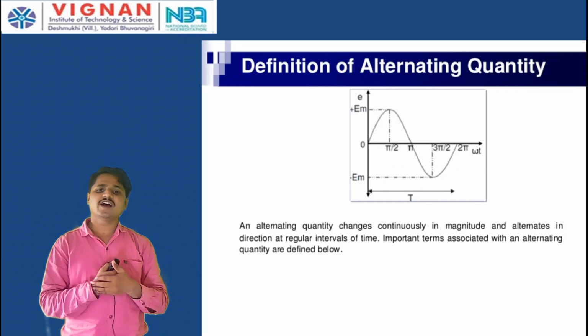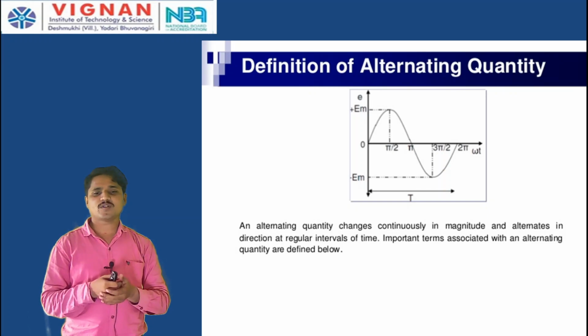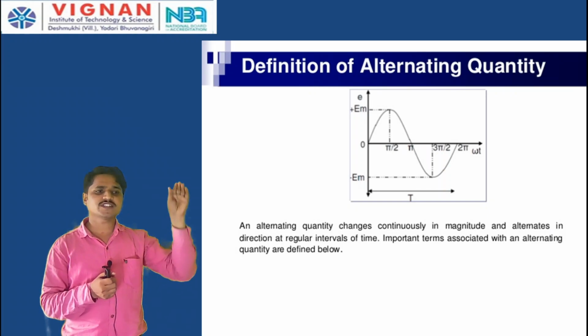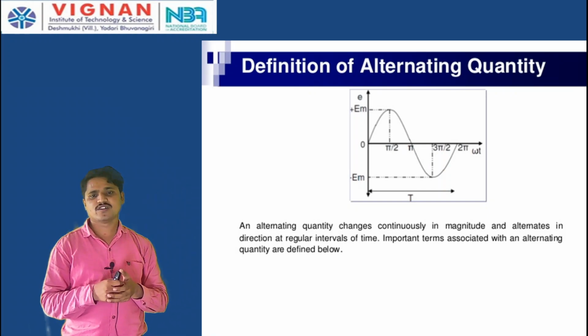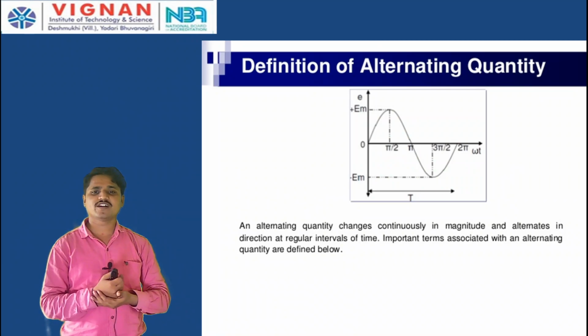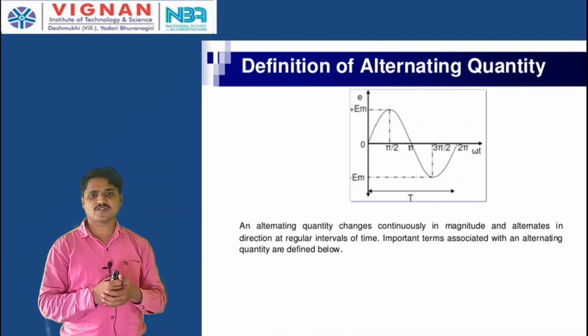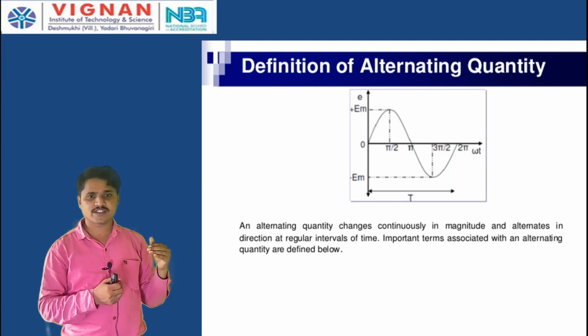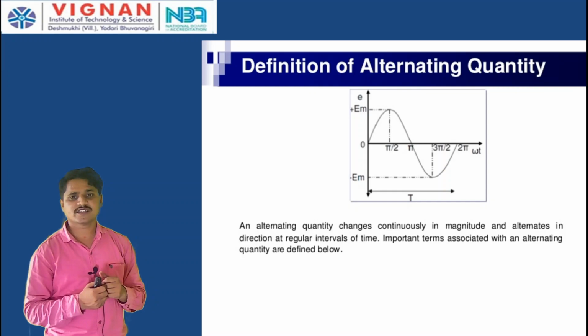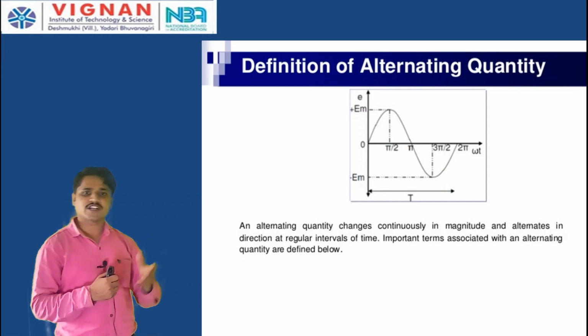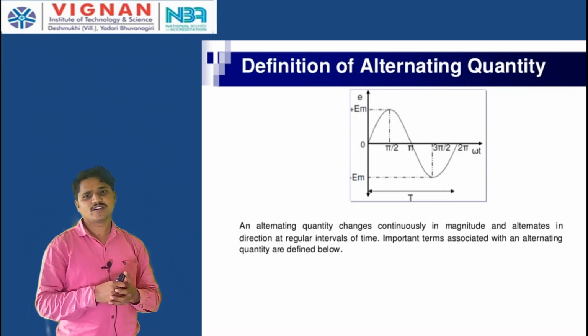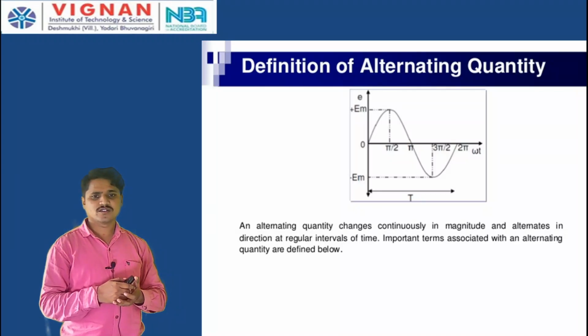But if you take a rectangular, triangular or sawtooth waveform, whatever the waveform, it is somewhat difficult to integrate and differentiate. It is difficult to find the area, average value and RMS values. That is the reason we always prefer the sinusoidal waveform as the reference for AC quantities. That is the only idea.